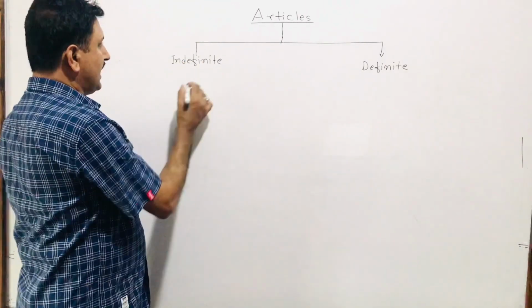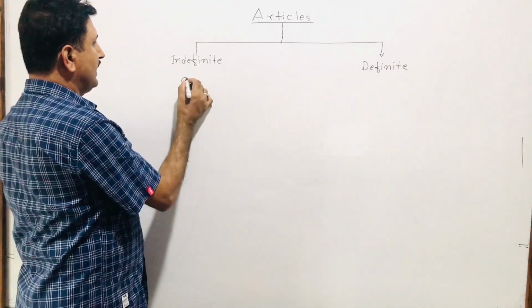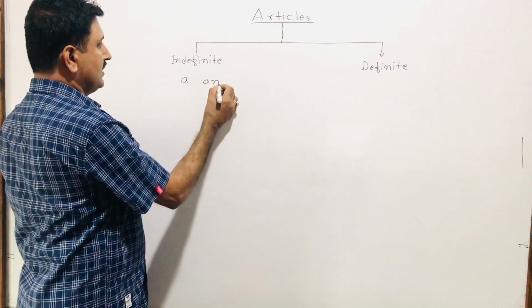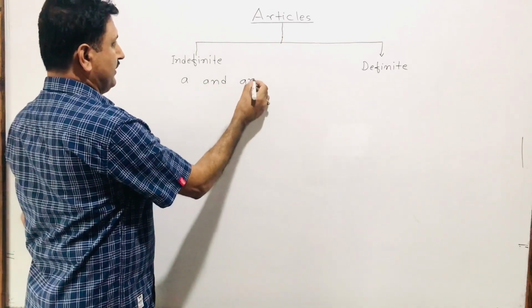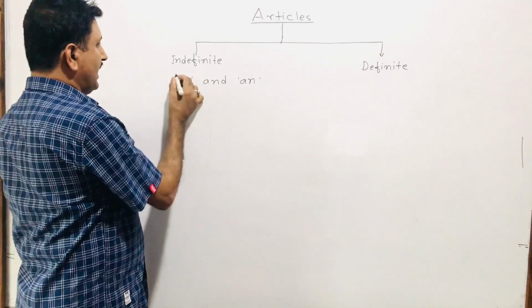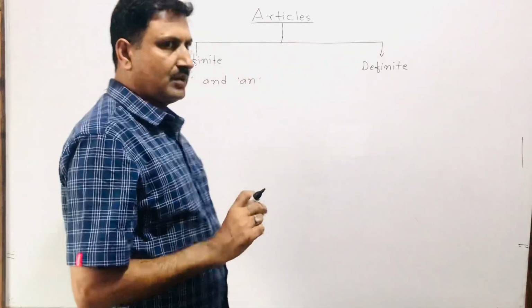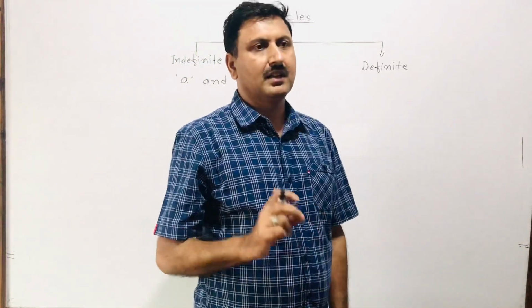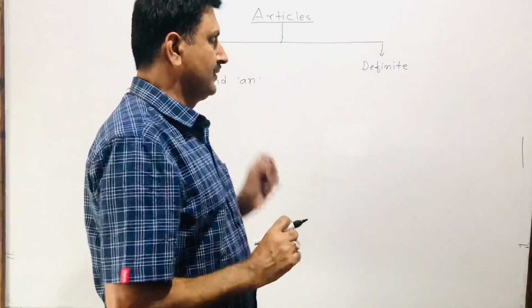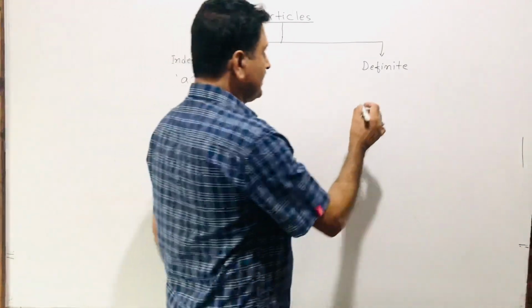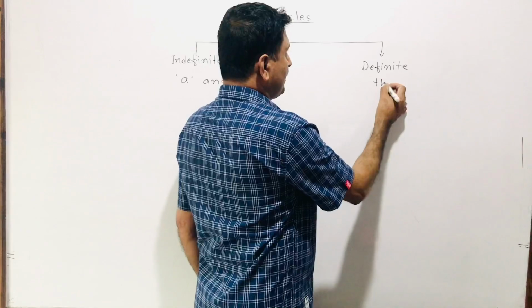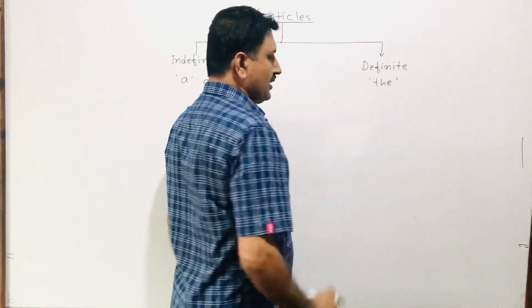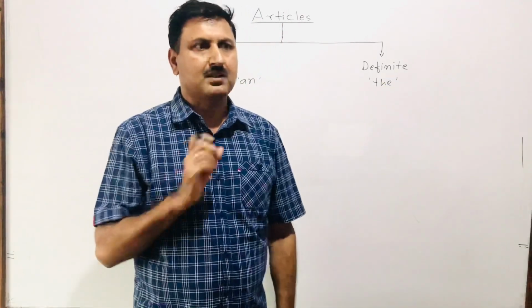So indefinite articles are a and an. These articles do not show any particular person or any particular thing. Whereas article the shows the particular person.